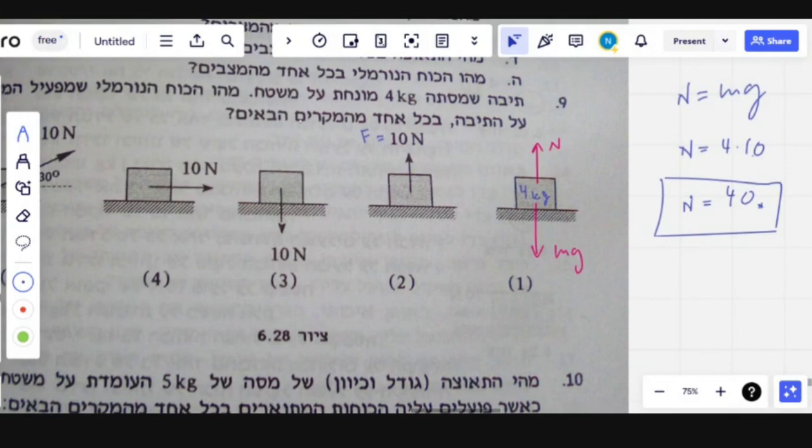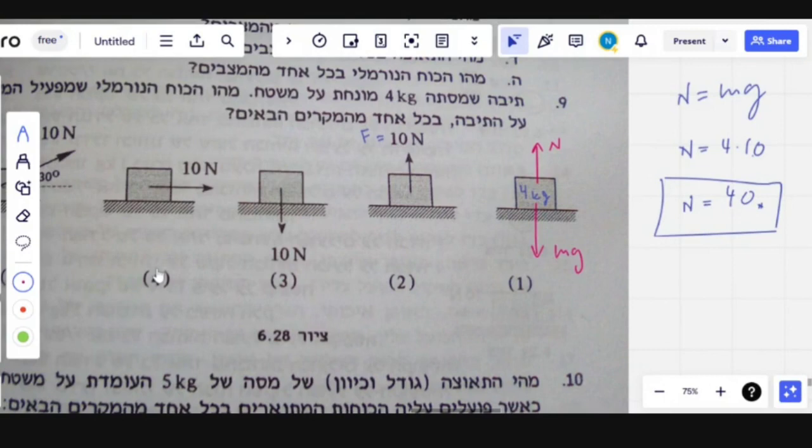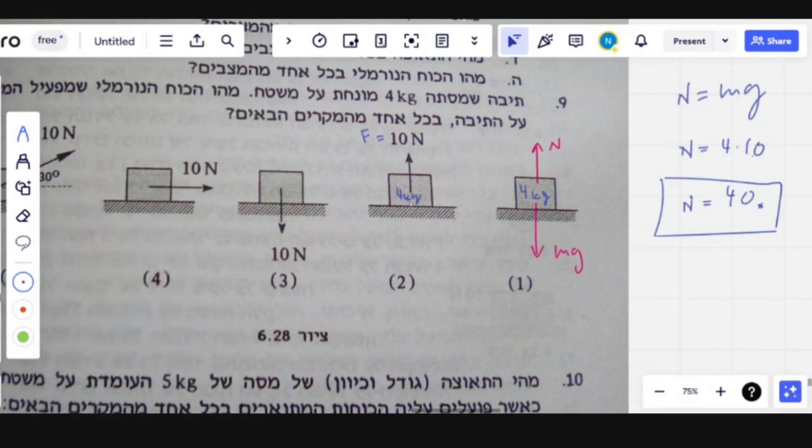So how can we find the normal force? First thing we do, what are the forces acting on this box? The 4 kilograms is the mass, and the 10 newtons is the applied force. So first thing, we have the mg down.